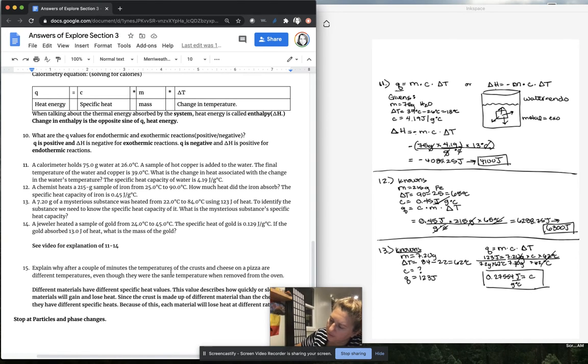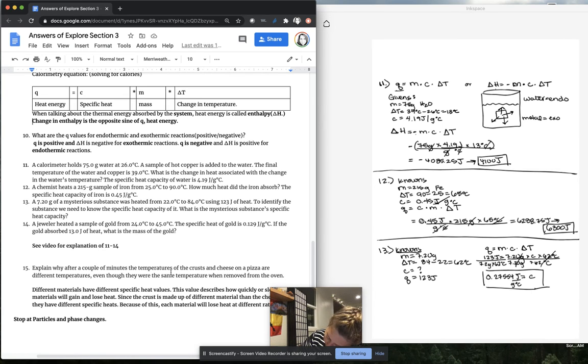All right, so then our last problem says a jeweler heated a sample of gold from 24 degrees Celsius to 45 degrees Celsius. The specific heat of gold is 0.129 joules per gram degree Celsius. If the gold absorbed 13 joules of heat, what is the mass of the gold?